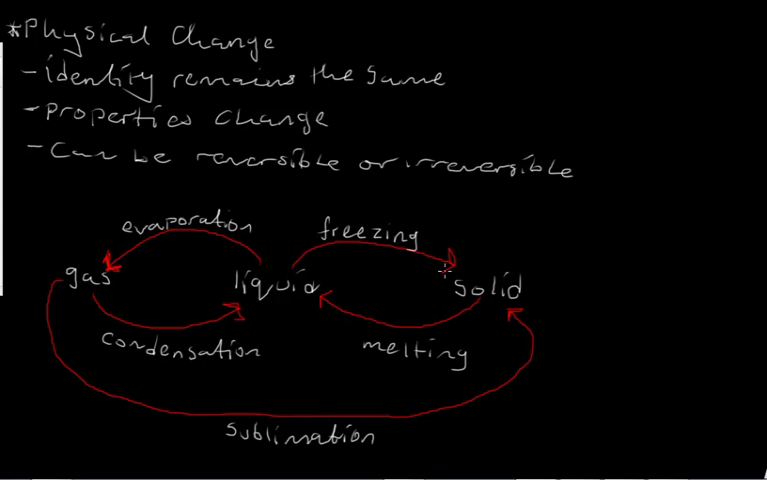Physical change is simply the change in the properties of a substance. The identity remains the same, and it can be either reversible or irreversible. And we've talked about the change of states from, let's say, gas to liquid. We said it's known as condensation. From liquid to solid, we said it's freezing. And from solid to liquid, we said it's melting. And from liquid to gas, we said it's evaporation. And the new word that we've learned is sublimation. Sublimation is simply the change from gas to solid. So that's that about physical change.